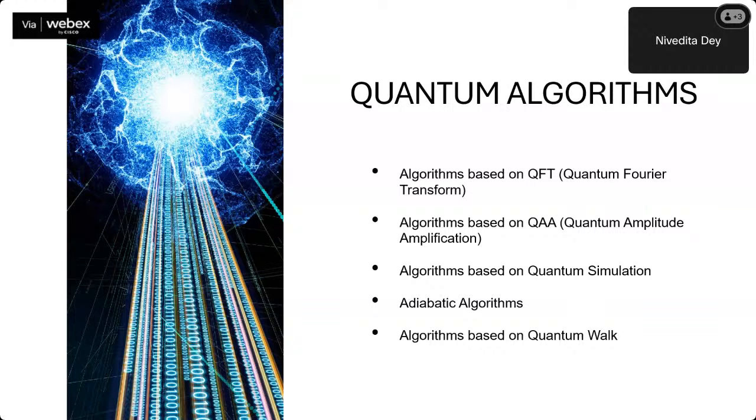First one is the quantum Fourier transformation, kind of a quantum analog to the classical discrete Fourier transform. Don't ask a direct question, we will come to that QFT thing later. The second one is algorithms based on QAA, which is quantum amplitude amplification. Third one is based on quantum simulation. Fourth one is adiabatic algorithms. And fifth one is algorithms based on quantum walk, which is analogous to classical random walk.